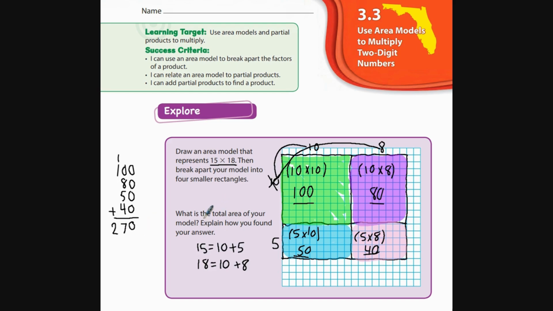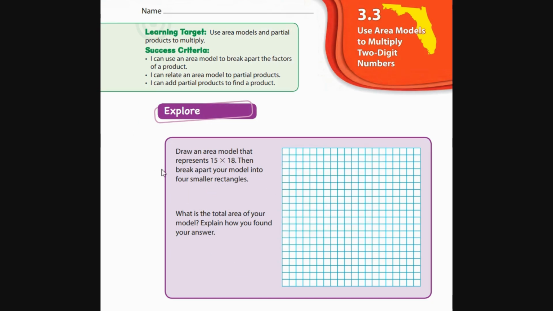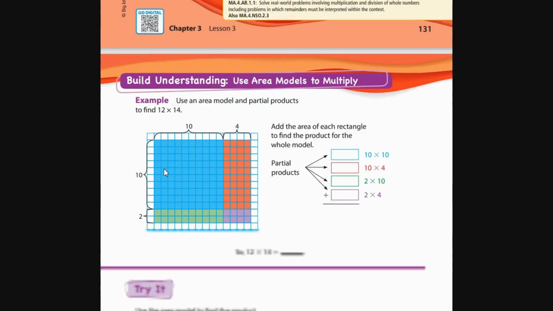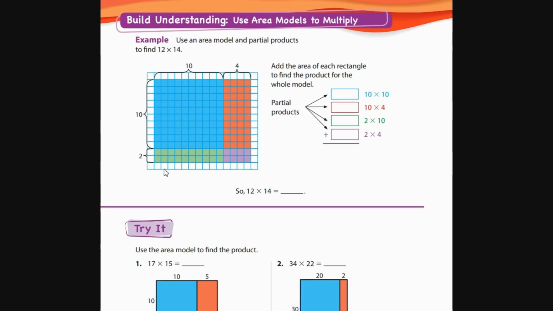So what is the total area of the model? My whole total area is 270. So 15 times 18 is 270. And that is it. Let's try again. Let's just practice with a few more. Same rules, guys. If you follow those steps, you will not get it wrong.